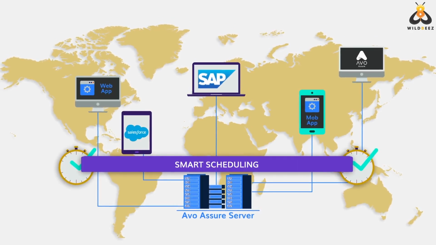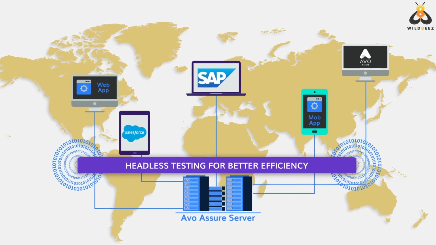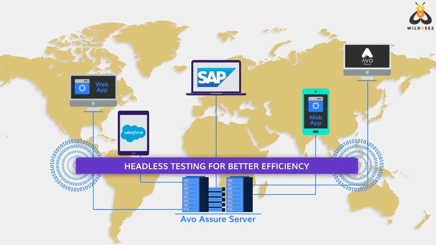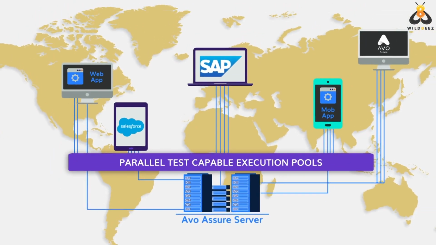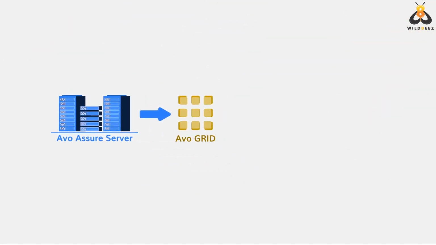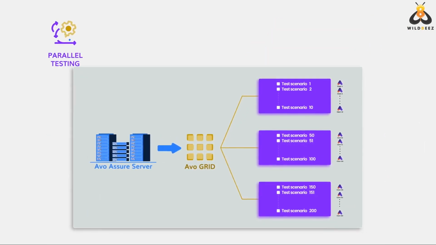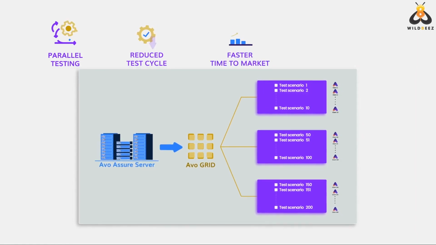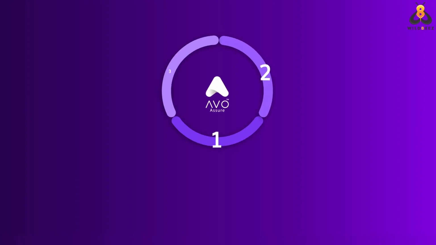Avo allows smart scheduling, CI/CD execution, and also enables headless testing without human intervention across test pools to utilize computing resources efficiently, and can be run with other tests, executing in parallel to further reduce testing windows. With Avo Assure's architecture and powerful test execution abilities, a virtual test automation farm can be established, helping you with parallel testing needs, a reduced test cycle, a faster time to market, and cross-platform end-to-end testing that covers business processes to be tested.